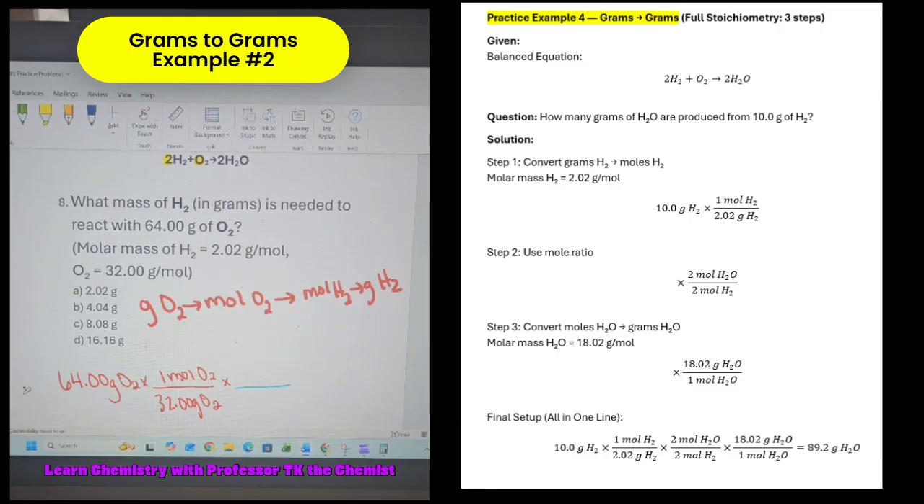So with that being said, I'm canceling out these grams. This is the first step. Take the starting number, 64.00 grams of oxygen, and cancel that with the 32 grams of oxygen on the bottom. That's the only way this is going to work. You cannot put 32 on the top.